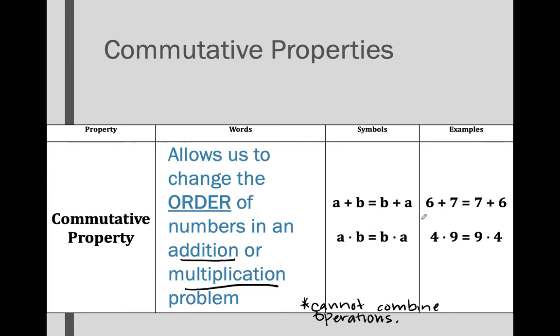So if you look at the two examples I have here, A plus B is the same thing as adding B plus A, or with numbers 6 plus 7 is the same thing as adding 7 plus 6. The same thing works for multiplication. A times B is the same as B times A, and 4 times 9 is the same as 9 times 4. So we can switch the order around as long as the entire problem is all addition or all multiplication. If we had a combination of addition, multiplication, maybe even subtraction or division, you cannot move the numbers around. So that is the commutative property.